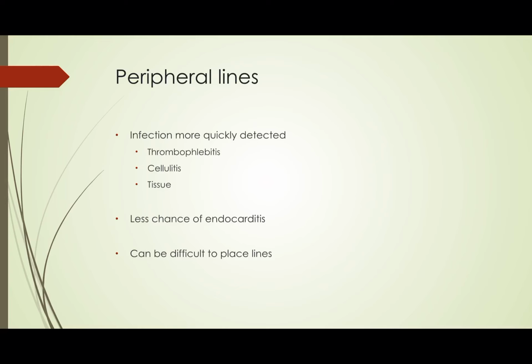You can imagine how with a central line, which sits just at the junction of the superior vena cava and the right atrium, you can get bacterial biofilm growing all the way down those central lines and sitting right next to the heart where the valves are, and so increasing the risk of endocarditis significantly.